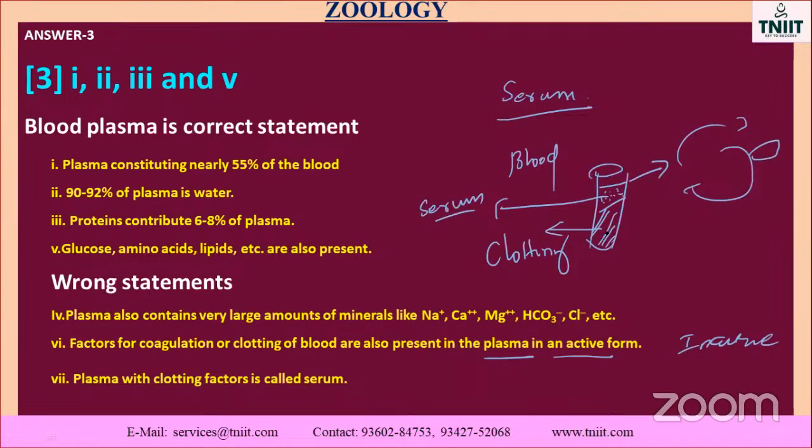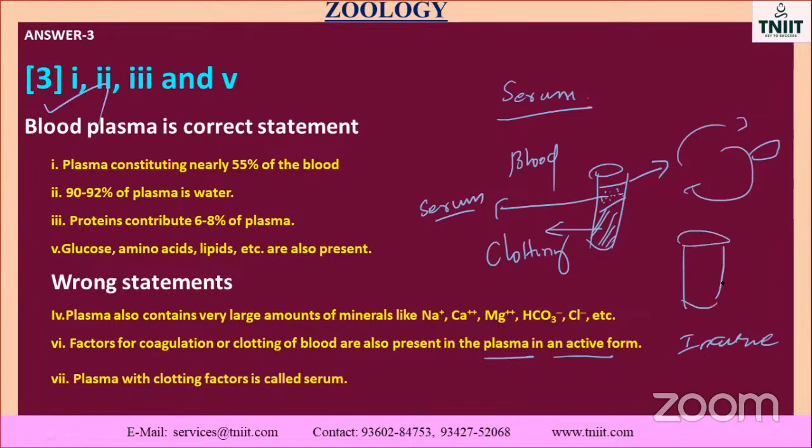Here, what happened? All the clotting factors are utilized. So it is called a serum. Plasma with the clotting factor is called a serum. No, it is not like that. Okay, so the answer you already know. This is the correct one. So the third one is the correct one. Okay, what is plasma?